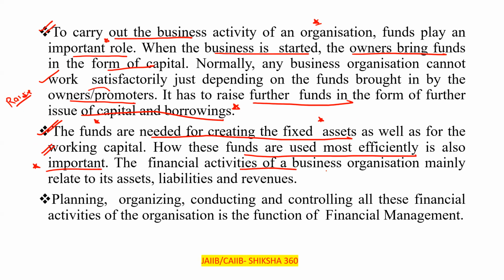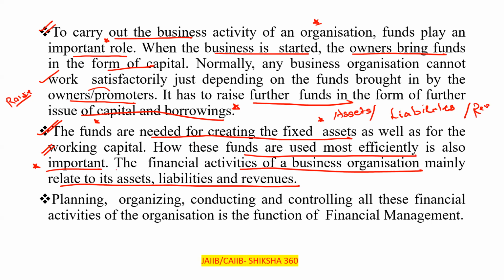The financial activities of a business organization mainly relate to its assets, liabilities, and revenues. So the financial activities of a business organization mainly relate to what? Assets, liabilities, and revenues. You have to remember this point, because in the examination sometimes they will ask what the financial activities of a business organization mainly relate to. It mainly relates to the assets, liabilities, and the revenues.